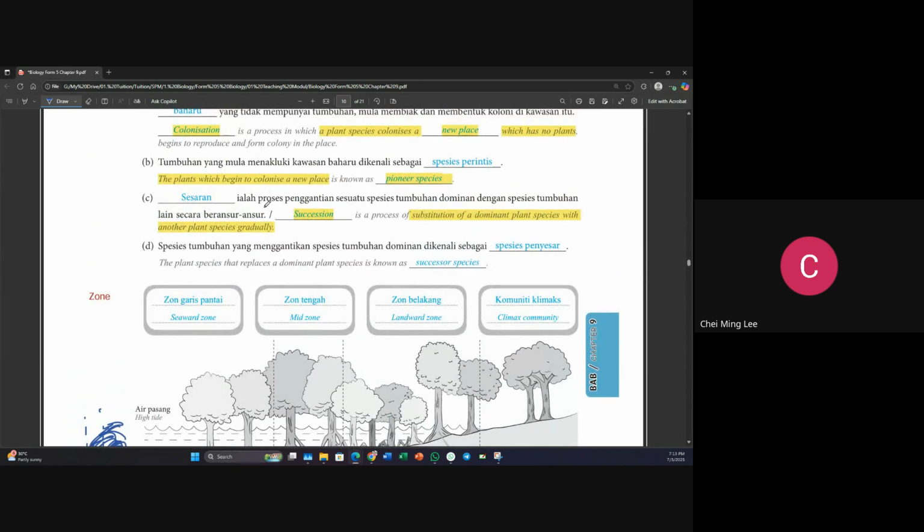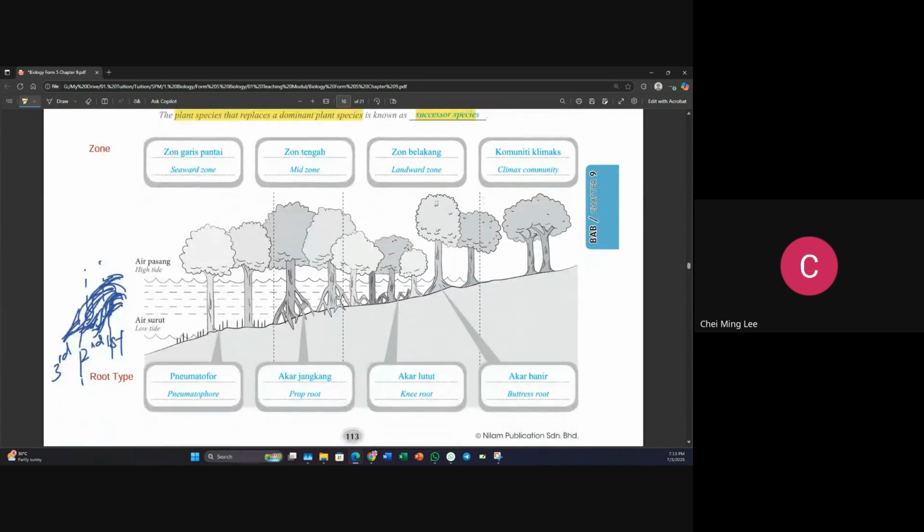Now, the species that replaces the dominant plant species, we call it a successor species. So you have 4 zones here. The climax community, starting from the inner one, then the landward zone, mid zone, and the seaward zone. Some of the characteristics involved: for the seaward zone, normally there is pneumatophore, the root used to breathe. Why? Because most of it is underwater, so they need more to breathe. That's why they have pneumatophore.